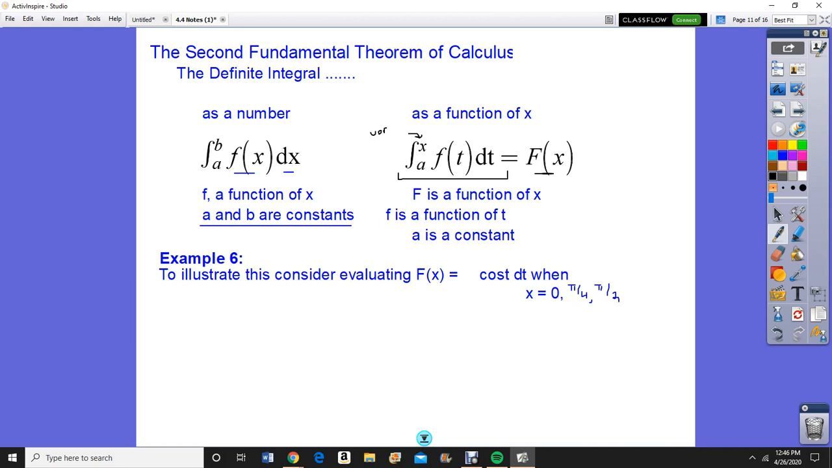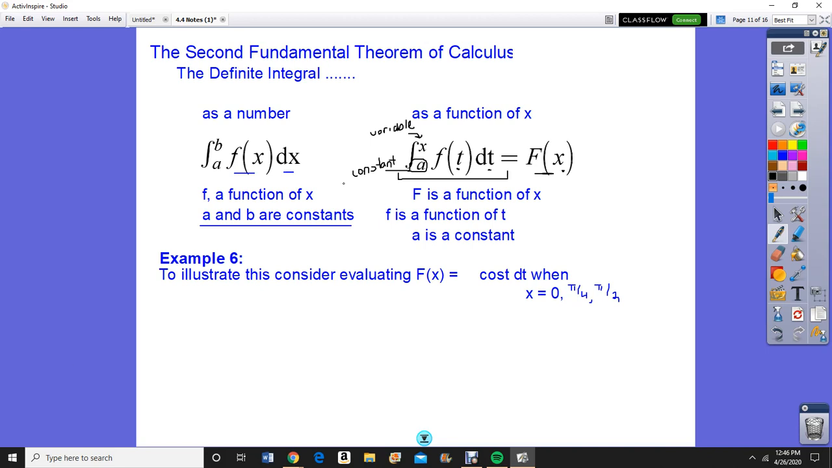So notice our x value here, this variable, is our upper bound. So our upper bound becomes some sort of a variable expression. What is important is that our lower bound is a constant. It must be a constant. And lastly, the function that we're looking at the definite integral of is in a variable different than the one that it is noted to be in terms of.